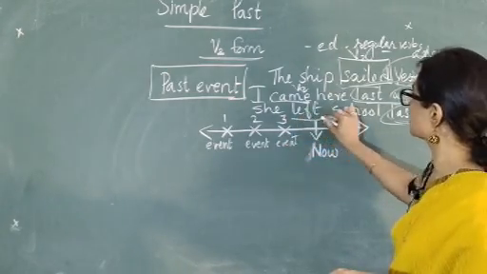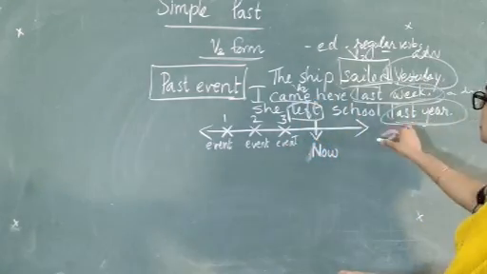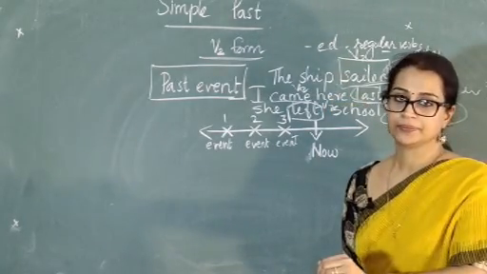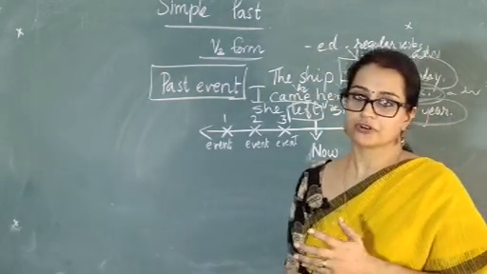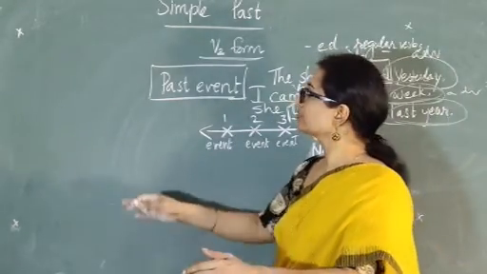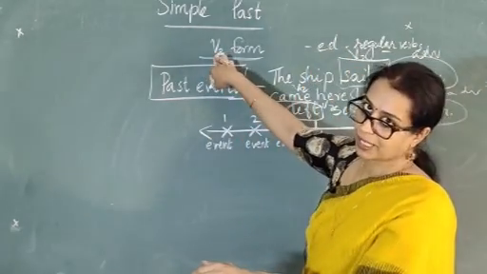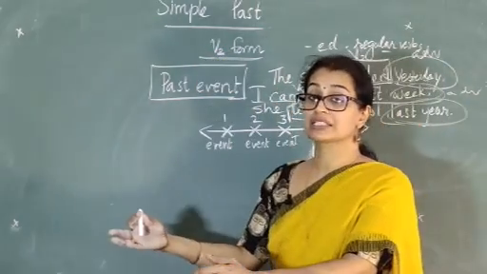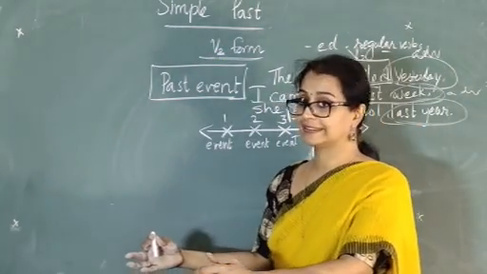She left school last year. Again, left is the V2 form. So for an easier way, we use the term V2 for simple past tense. Simple past tense we use V2. For past participle we use the term V3.